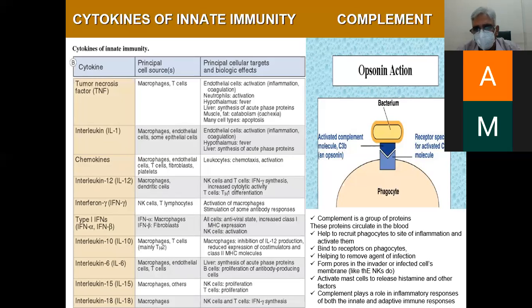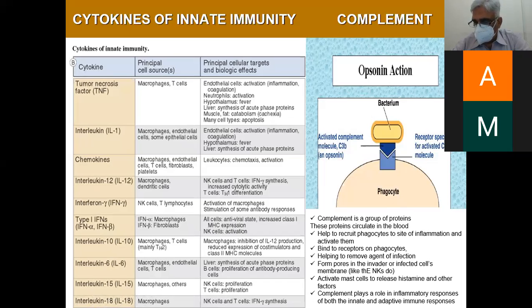Complement C3b, which you call opsonin, is what the bacterium adheres to, and this joining is attracted by receptors on the phagocyte, and when it is taken up, it is phagocytosed. Other things: the role of complement is in the inflammatory process. It also leads to an increase of histamine.